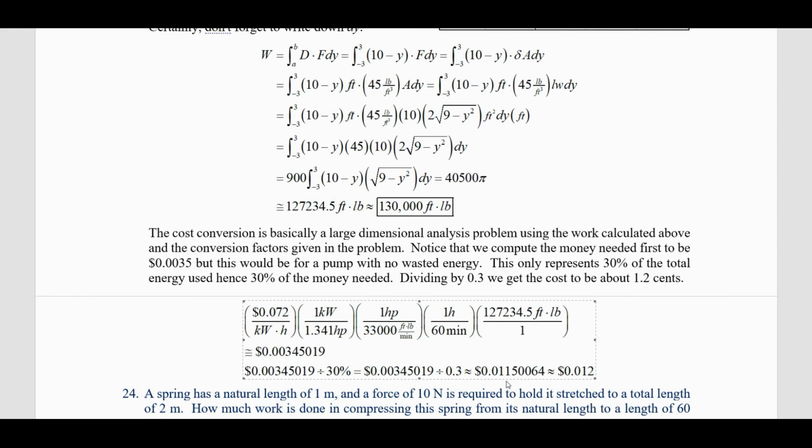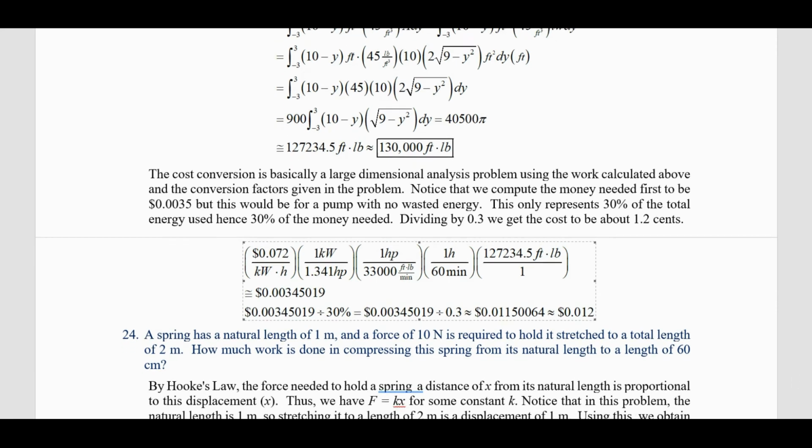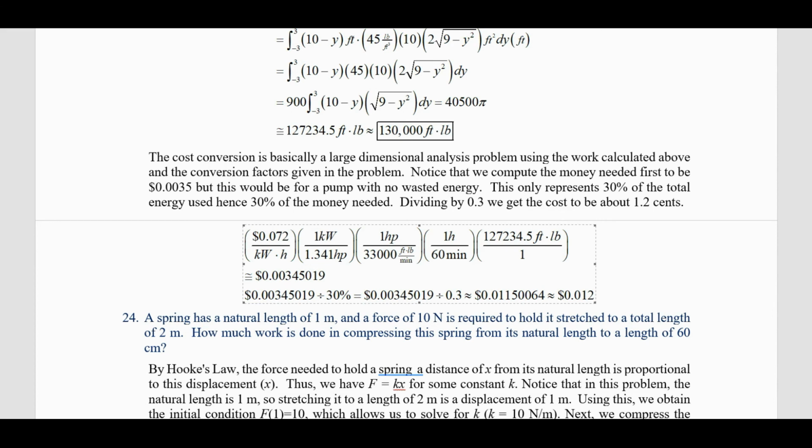All right, another type of thing that comes up is springs. If you just leave a spring alone, it'll get to a natural length. And then it takes some force to either compress it or stretch it. It turns out that the force needed to hold a spring a distance x from its natural length, whether compressed or stretched, is proportional to the displacement. So the force is some constant times x. Force is kx for some constant k. Now that's Hooke's law.